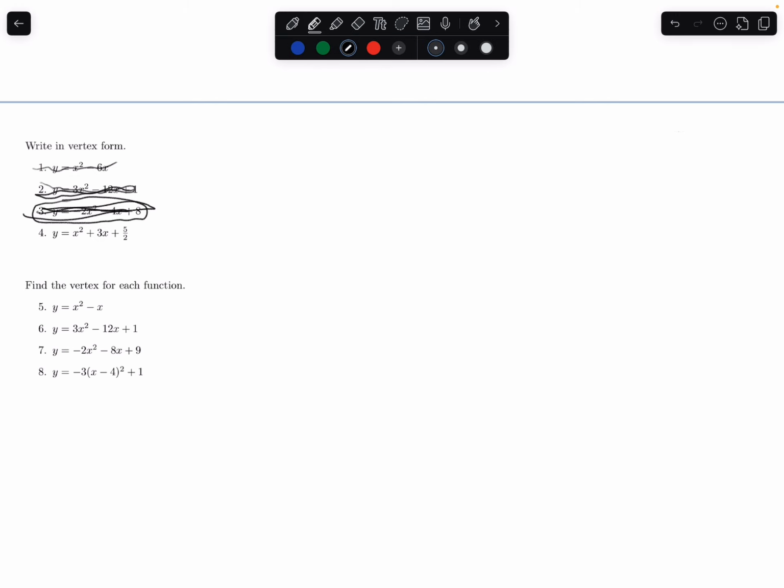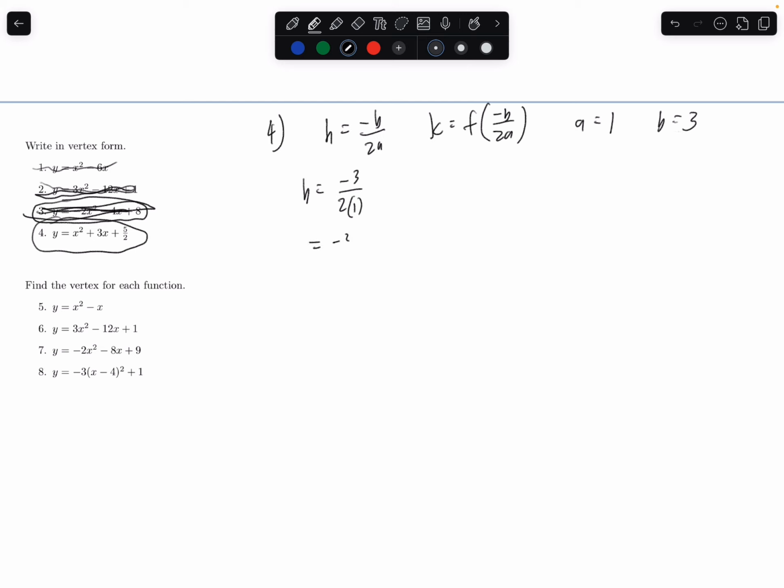Okay, so next is number 4. And this is the guy I'm focused on. Reminder again, h is negative b over 2a. K is f of that. Here a is 1 and b is 3. So h first. That's negative 3 over 2 times 1, which is negative 3 halves. Okay, so we got a fraction now.